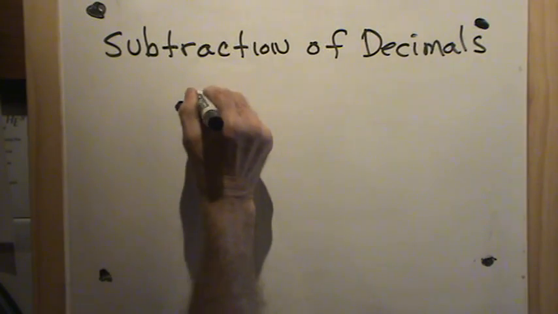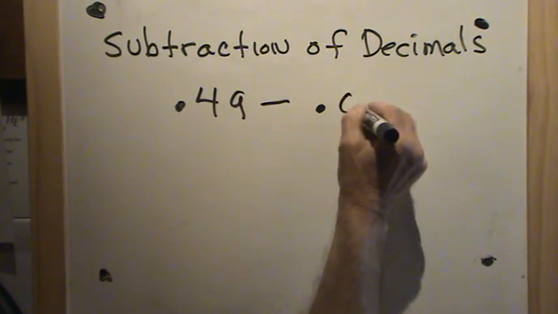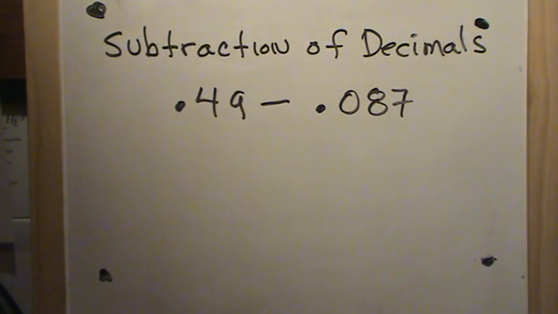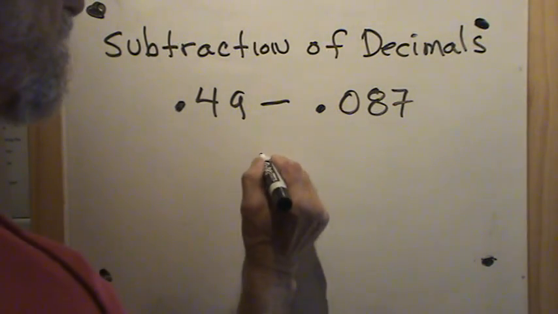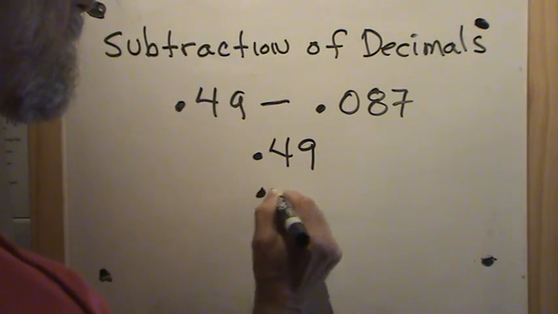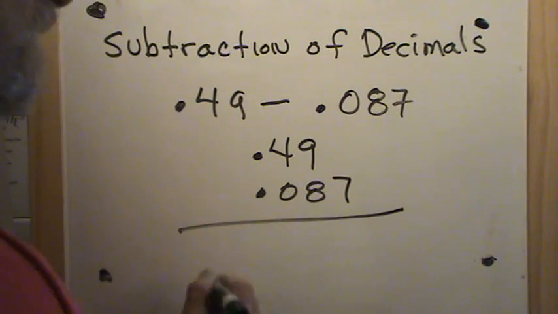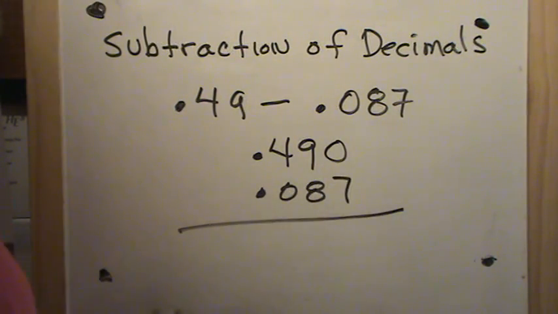Let's subtract 49 hundredths minus 87 thousandths. Well, I don't have any whole number here, so I just rewrite the problem, making sure that I line up my decimals, and then I'm going to put a 0 as a placeholder here. My decimal point is going to go here, and now I subtract.